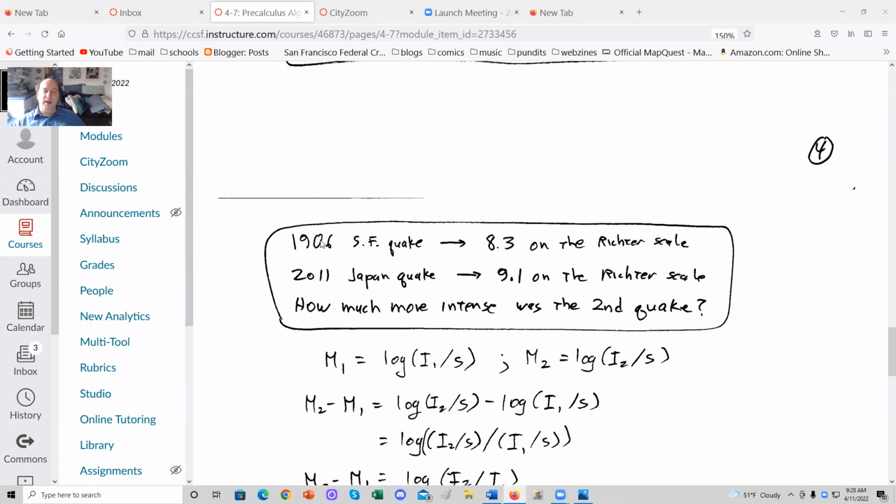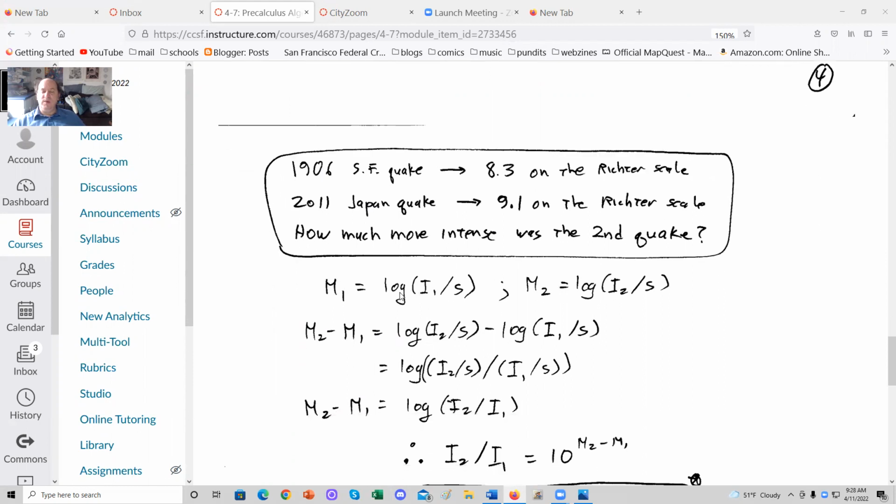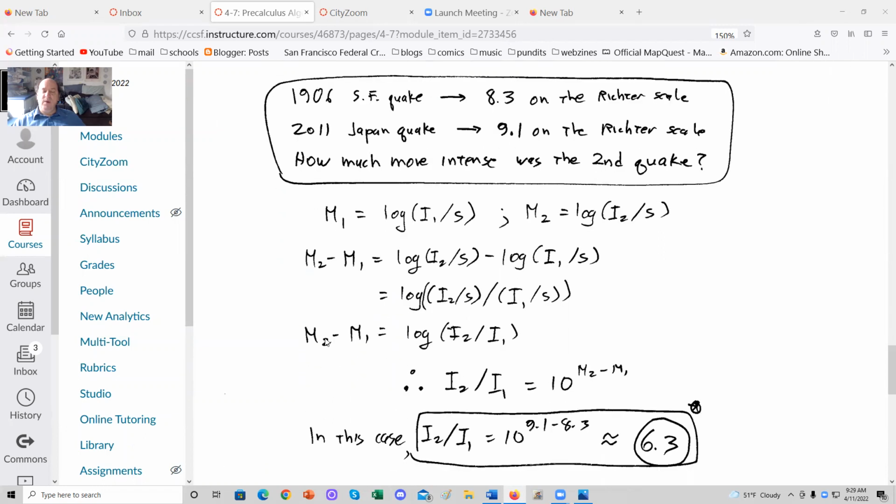Here we have the 1906 San Francisco quake that reached 8.3 on the Richter scale. And there was a quake in Japan in 2011, 9.1 on the Richter scale. How much more intense was the second quake? All right, so we have two Richter measures, log I1 over S, log I2 over S. Their difference is the difference of logarithms, which will be a log of a ratio: log of I2 over S divided by I1 over S. The S's cancel. M1 minus M2 is the log of the ratio of the intensities.